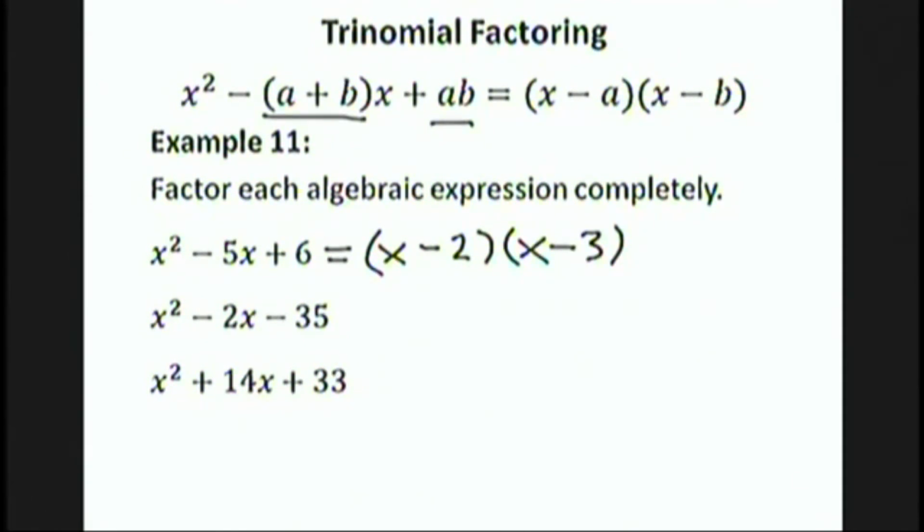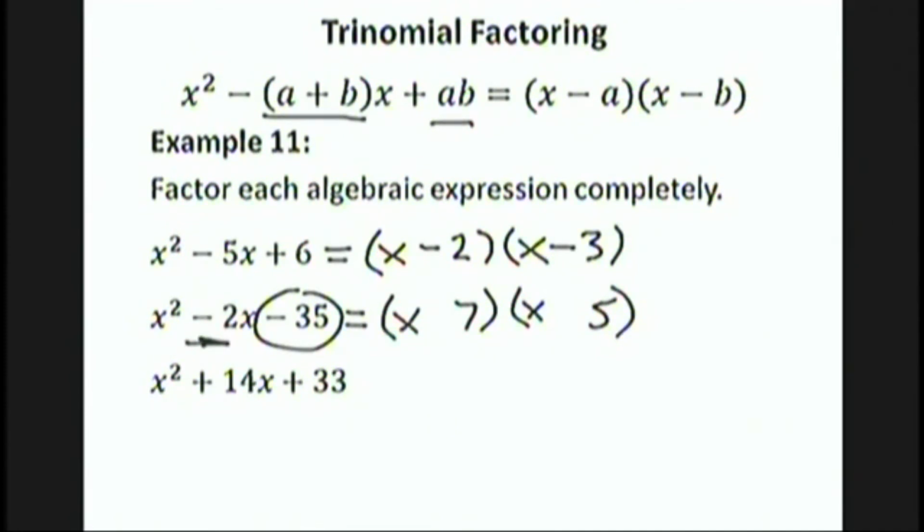You can use FOIL or the method that I prefer, which I've shown in another video. Let's try the next one. x squared minus 2x minus 35. Well, we always have an x and an x here. Now 35 is equal to 7 times 5. One of these has to be a plus and one has to be a minus, because we need to multiply to negative 35, and the bigger number is going to have the minus sign.